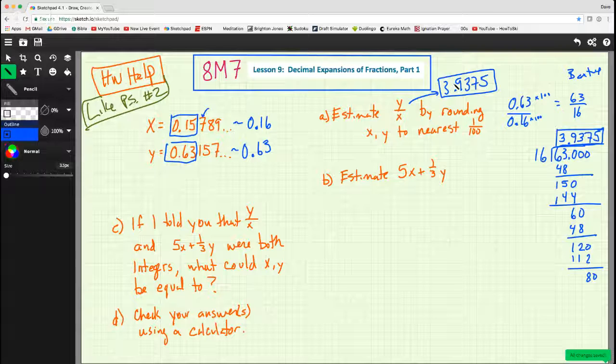So bear with me. This is all really important. This is really like problem set number 2. So now we're going to estimate 5x plus 1/3 y. So x is again 0.16. So 5 times 0.16 plus 1/3 of 0.63 equals. So this is 0.8. 5 times that is 0.80. And 1/3 of 0.63 is 0.63 divided by 3, which is the same as 0.21. So that equals 1.01.